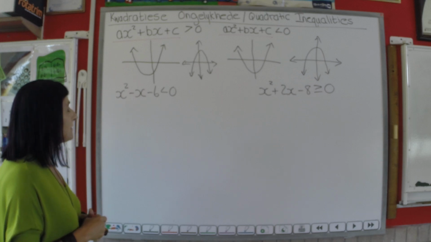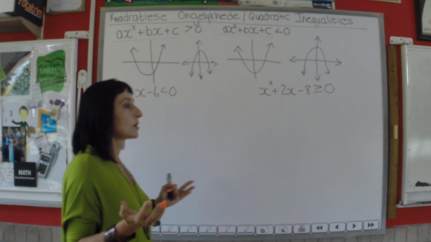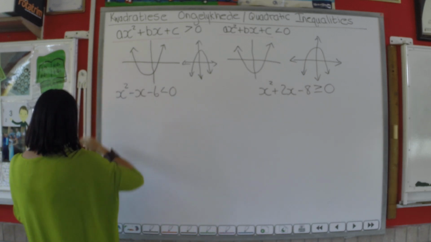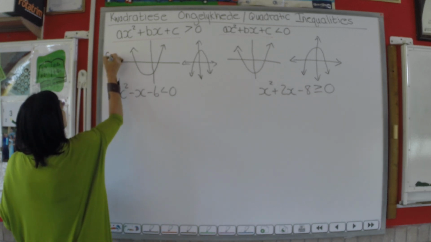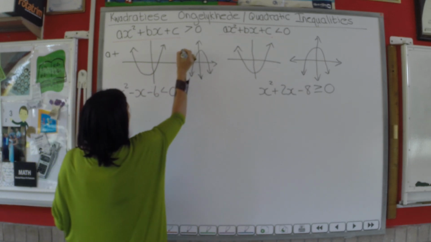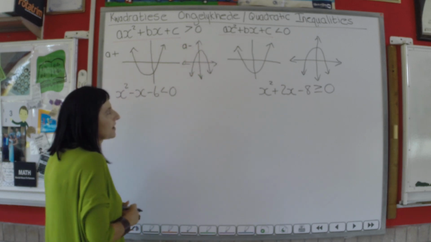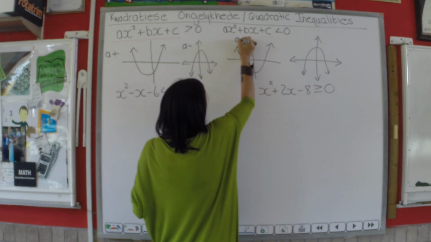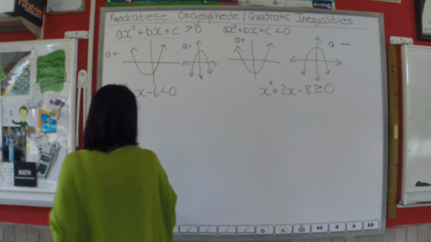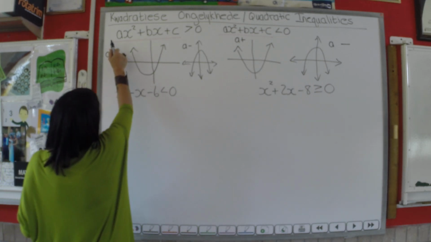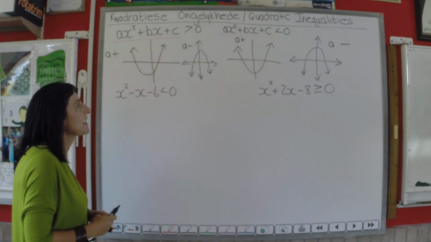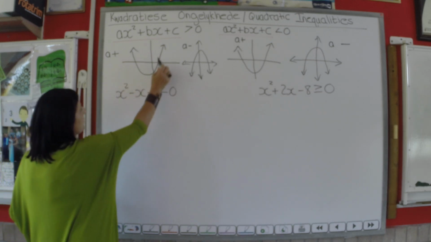Onthou nou dat ons gesê het al in graad 10 toe ons quadratiese funksies geteken het, ons kyk na die a-waarde, en as die a-waarde positief is, dan sit 'n smiley face. Onthou julle dit. If the a value is negative, then it's a sad face. Same here. When the a value is positive, it's a happy face. When the a value is negative, it's a sad face. So that stays the same. So as ons gaan kyk na 'n positiewe a-waarde, maak nie saak wat hier staan in A, B en C se plek nie. If we draw the picture, it's going to be a happy face.